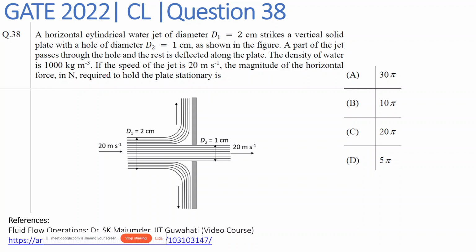The density of water is 1000 kg per meter cube. If the speed of the jet is 20 meter per second, find the magnitude of horizontal force in Newton required to hold the plate stationary. So we can take a look at the video solution. So question number 38.